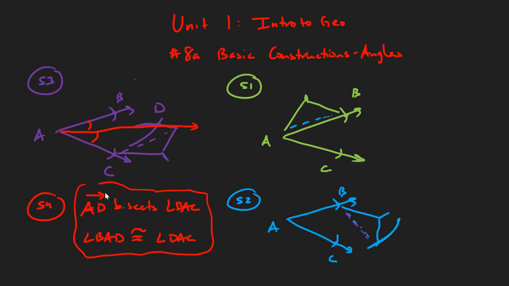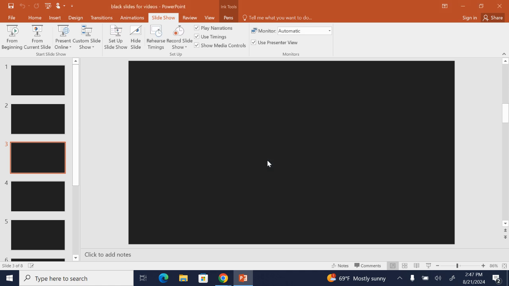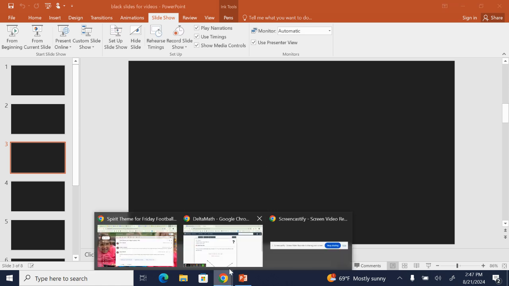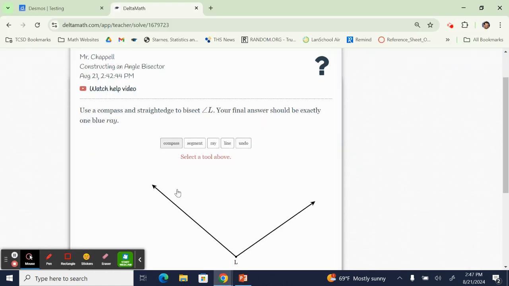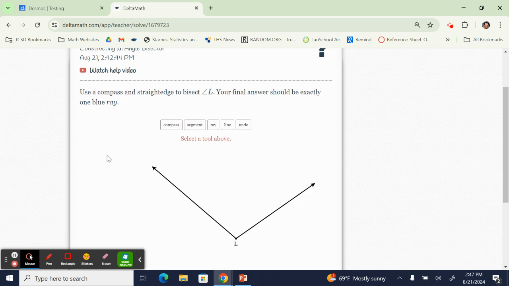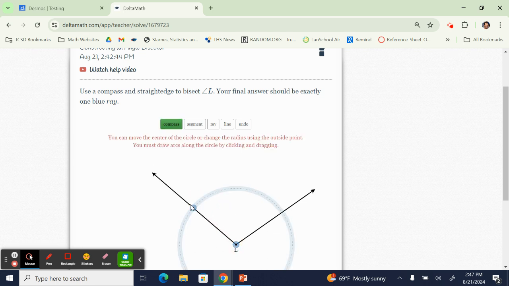Perfect. Okay, so let's take a look at the construction on Delta Math. All right, last one we have to do together. All right, so here we go. Use compass straight edge to bisect angle L. Your final answer should be one blue ray. So we start this off by taking a compass and going down one side. We're going to draw an arc on that side and an arc on this side.